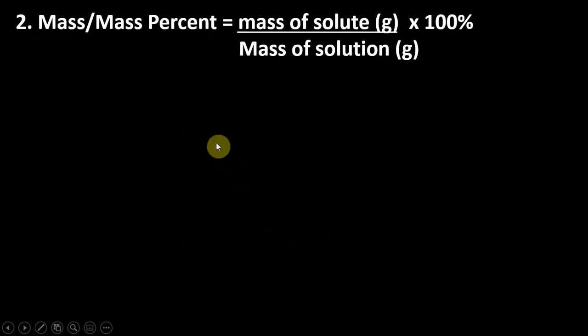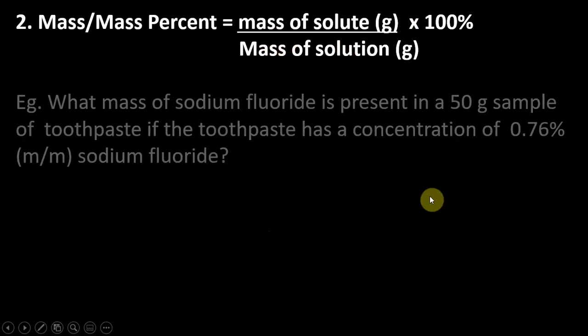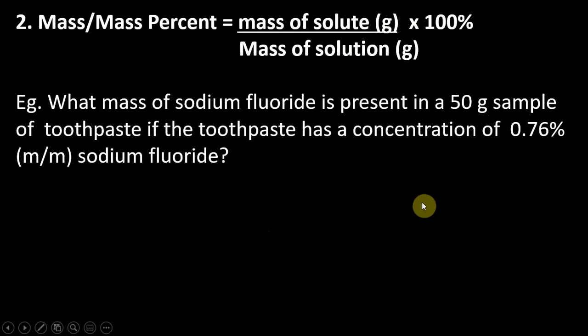All right, second way is very similar to the first, except now we're dealing with similar mass units. So it's the mass percent. So the mass of the solute by the mass of the solution times 100%. Same idea. Calculation is done exactly the same way.